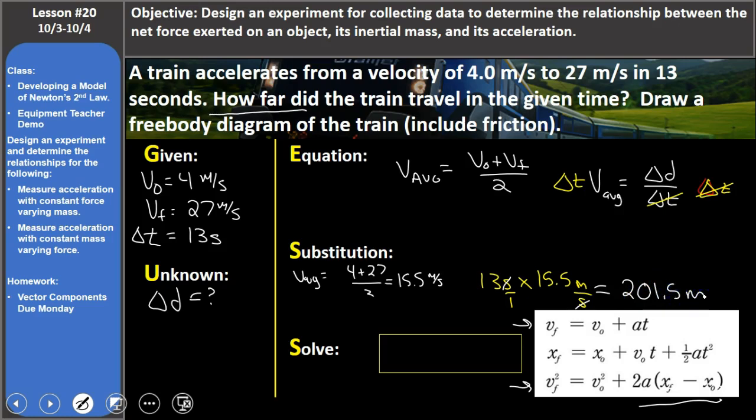Meters. Now, here's another little trick. How many sig figs should we show? Two. So you have to put it in scientific notation, so your answer is 2.0 times 10 to the second power. That number got smaller, this number has to get bigger.